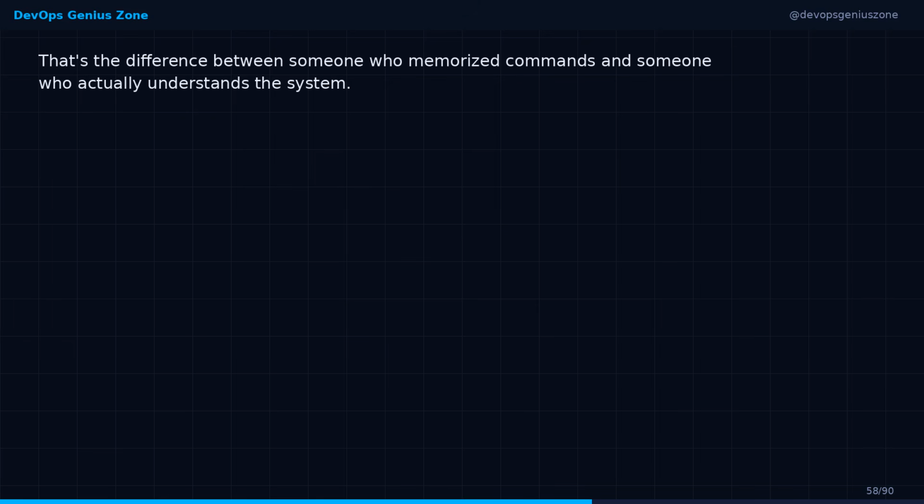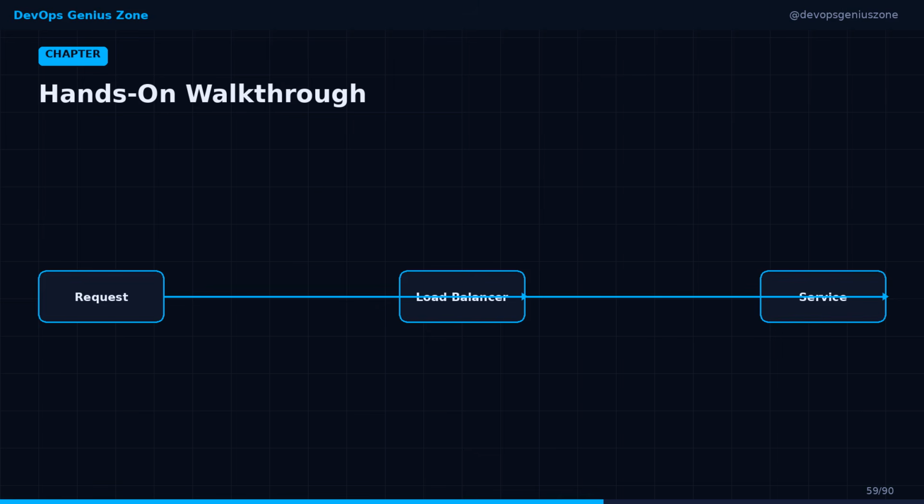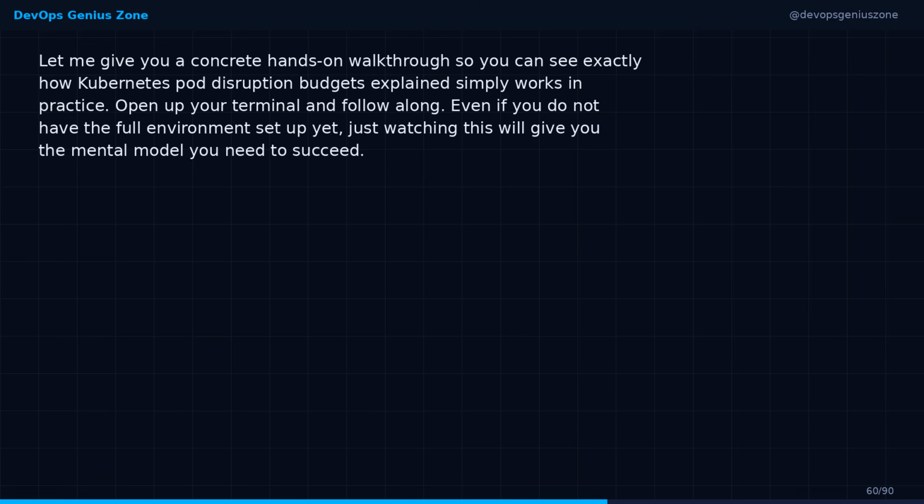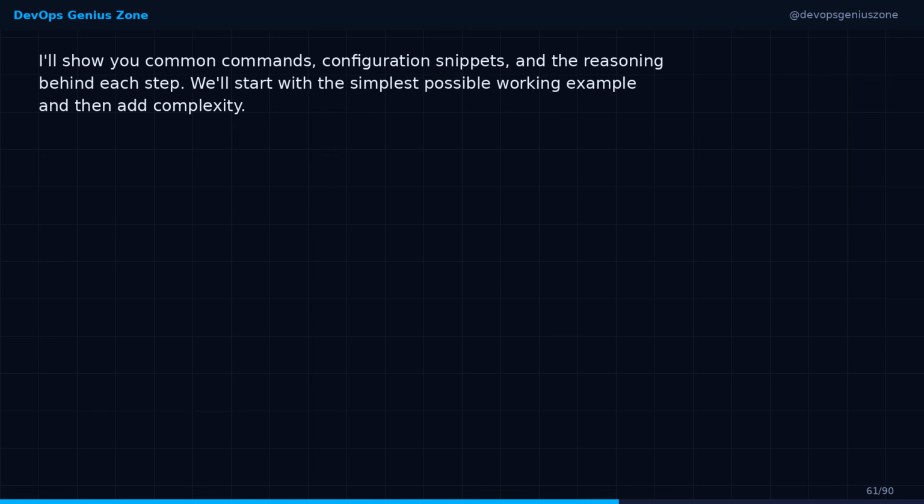Let me give you a concrete hands-on walkthrough so you can see exactly how Kubernetes Pod Disruption Budgets explained simply works in practice. Open up your terminal and follow along. Even if you do not have the full environment set up yet, just watching this will give you the mental model you need to succeed. I'll show you common commands, configuration snippets, and the reasoning behind each step. We'll start with the simplest possible working example and then add complexity.